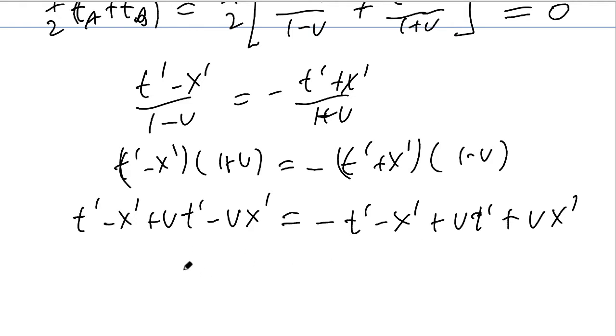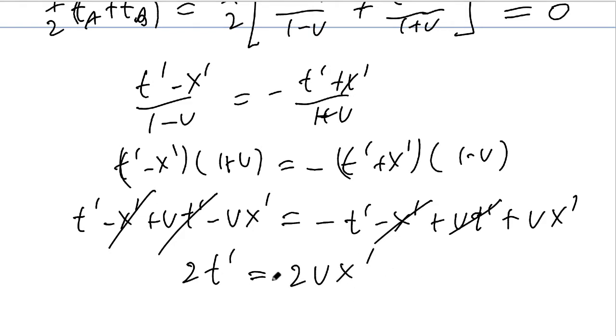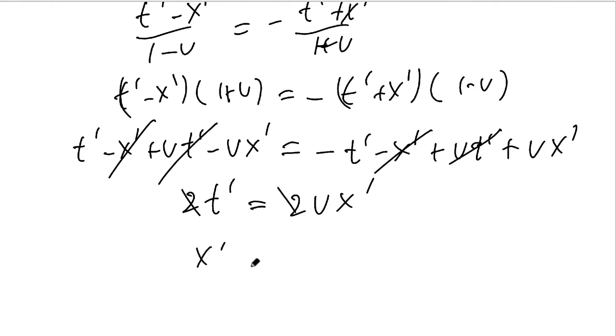Okay, now some of these factors will cancel. We have a minus x prime here and a minus x prime here. We have a v t prime here and here. And so we're left with 2t prime equals 2v x prime. Of course, the 2's can cancel, and we find x prime is equal to 1 over v times t prime.